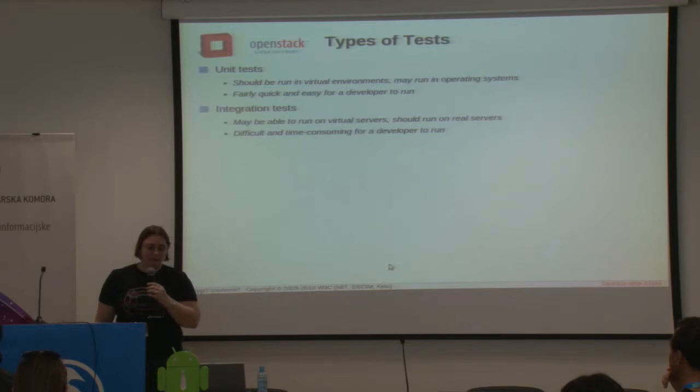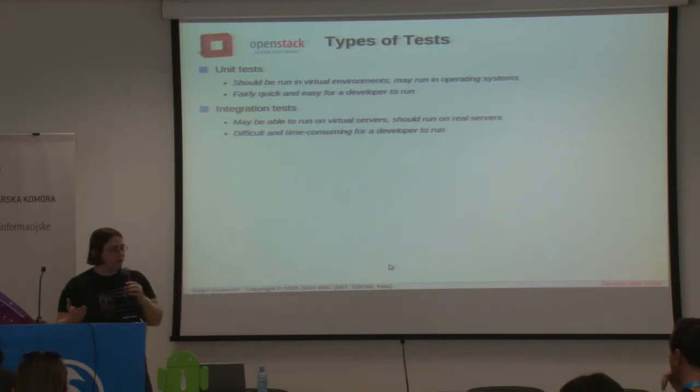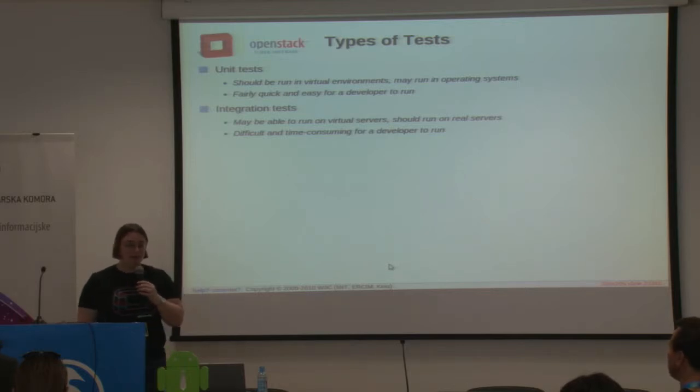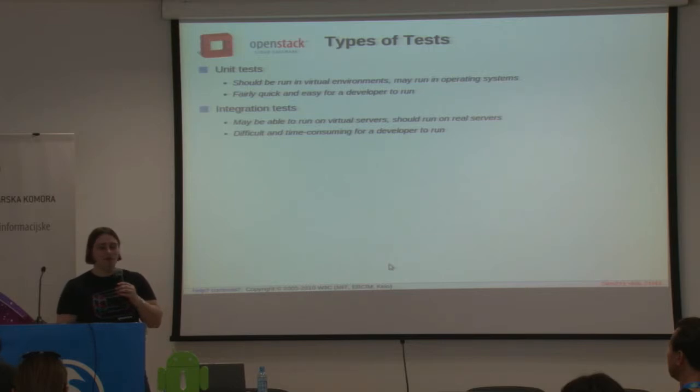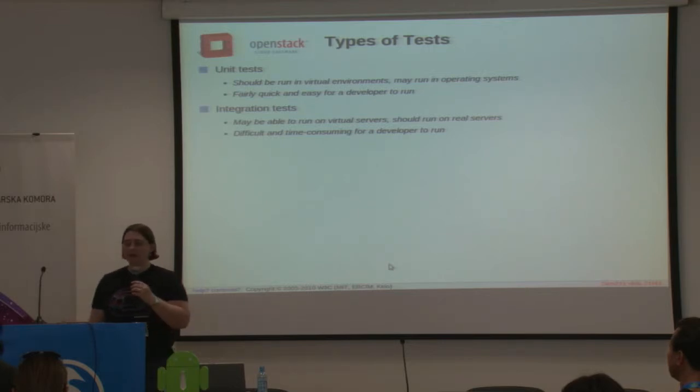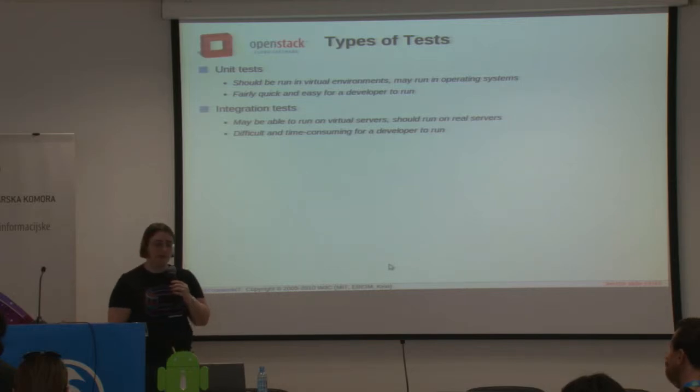So we run all of our tests on virtual servers that run on HP and Rackspace clouds that are donated to the project. And then we report the results back to the developer in Gerrit. So if their test fails, you won't see a little success next to that. You'll see a failure and then a link to the logs. So then the developer can go and look at the logs and find out what failed.